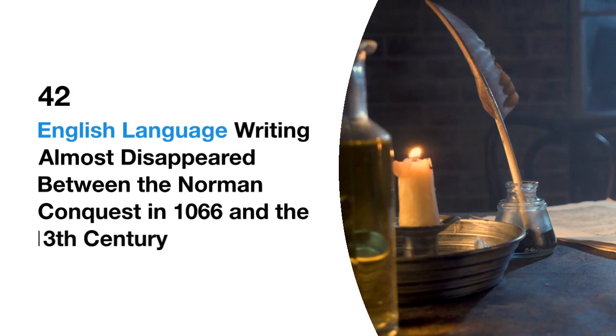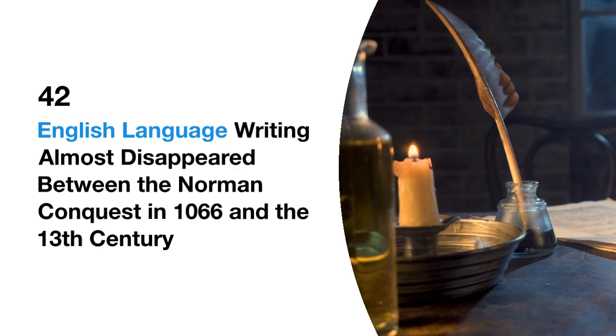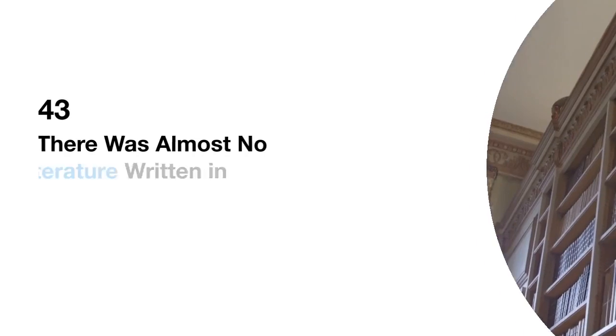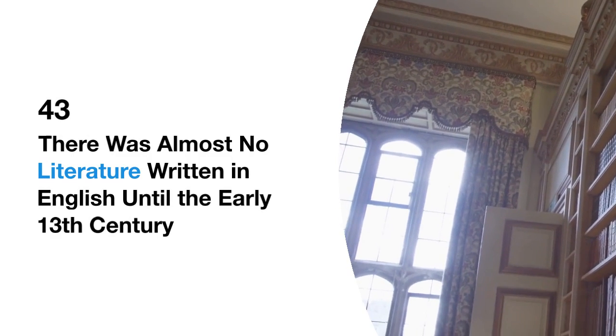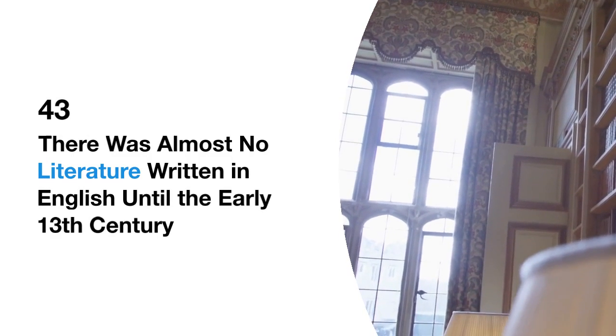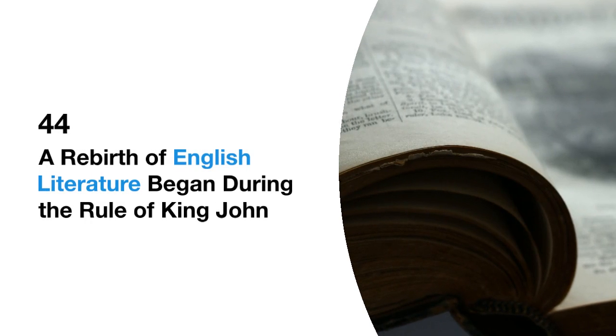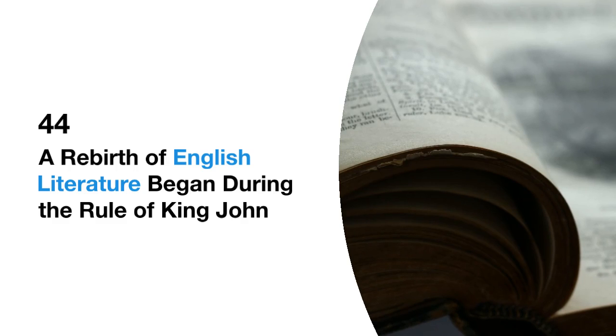42. The English language as a written language suffered and almost disappeared between the Norman conquest in 1066 and the 13th century. 43. There was almost no literature written in English until the early 13th century. 44. A rebirth of English literature began during the rule of King John.